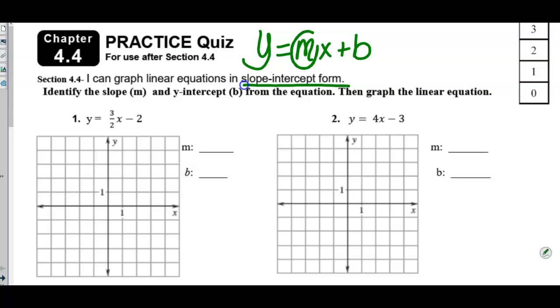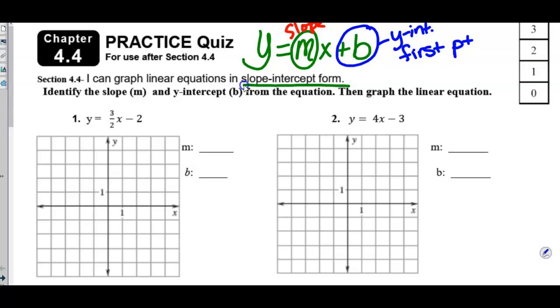So our m, remember, we said is our slope. That tells us on a graph how much to rise or run. And then our b, the sign in front of it, whether it's plus or minus, that tells us this is our y-intercept. I abbreviated there. And that tells us where to put our first point on the y-axis.